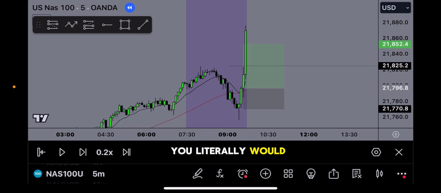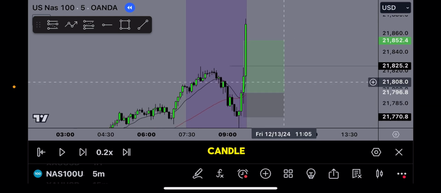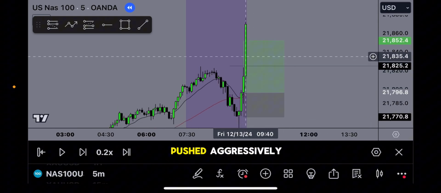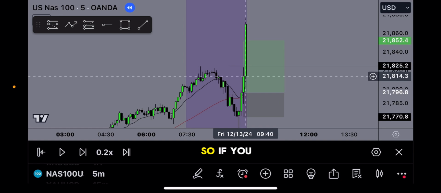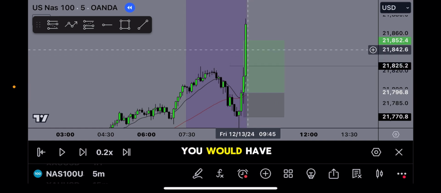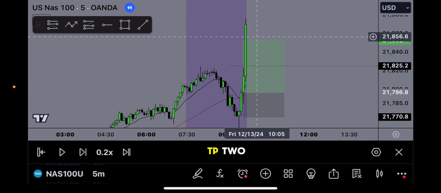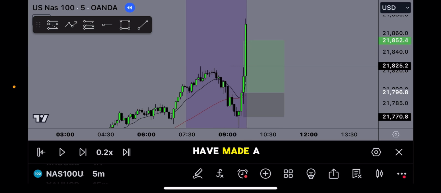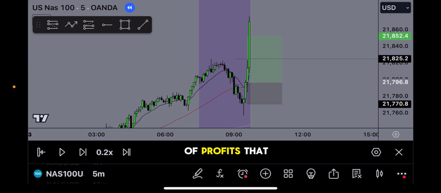You literally would have probably made more money because that one candle opened up and pushed aggressively. So if you didn't close out partials here, you would have probably closed the full trade at TP2, and you would have made a good amount of profits that day with this strategy.